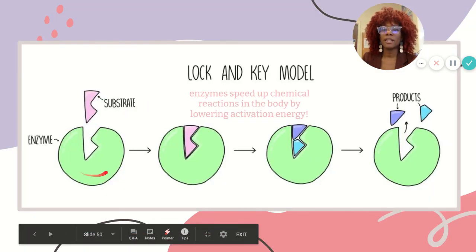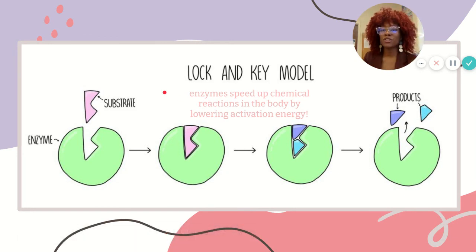And of course we have enzymes that speed up chemical reactions in the body by lowering activation energy. Once they lower the activation energy, that substrate can be turned into its product, and that product can go and do whatever it needs to do in the cell to keep us alive.